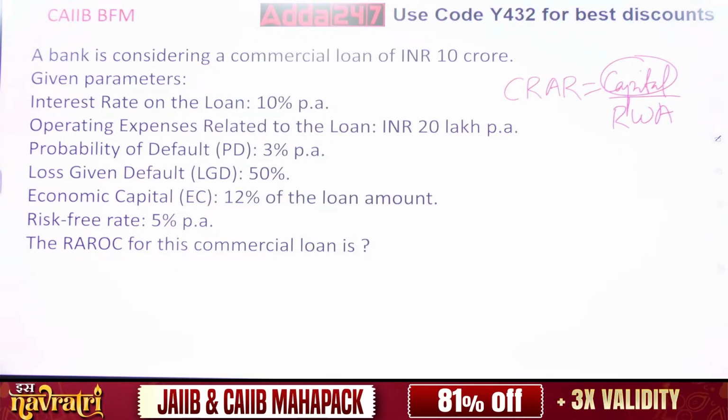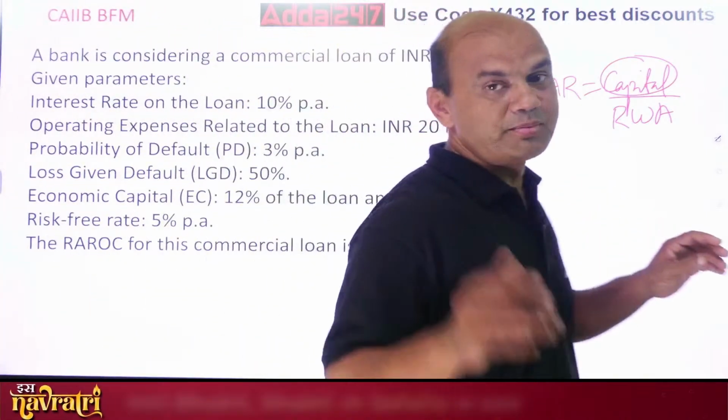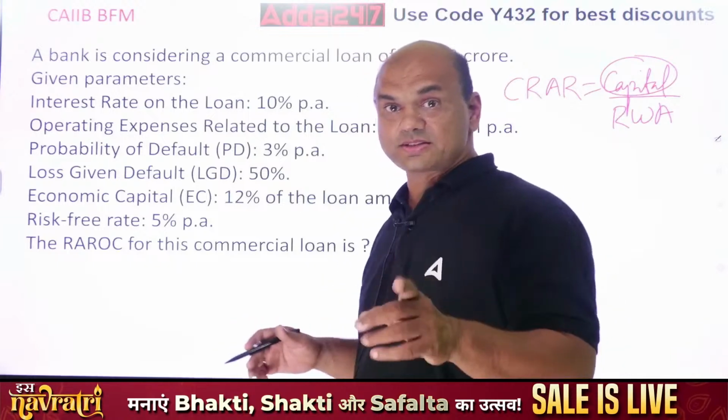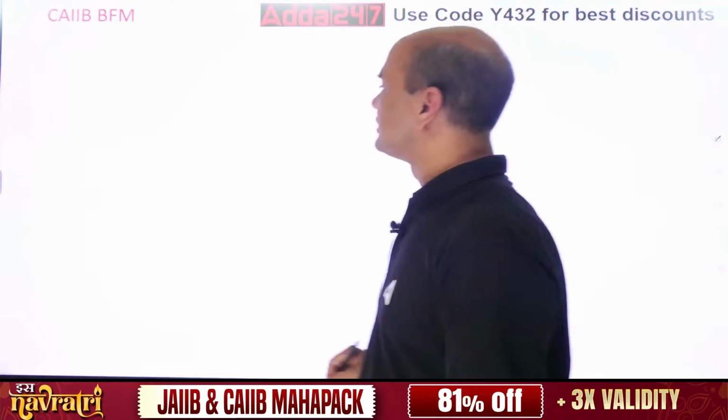First, I'll give you the steps. In total, there are 5 steps. First, calculate the annual interest income. Pay attention, everyone. This is a 5 marks case study. So first calculate the annual interest income.